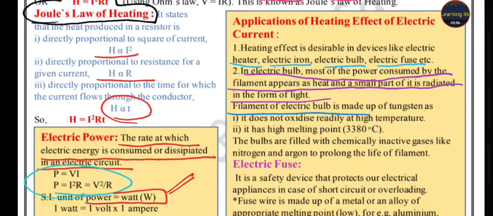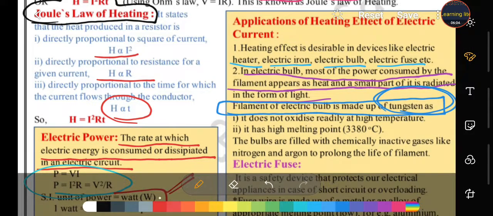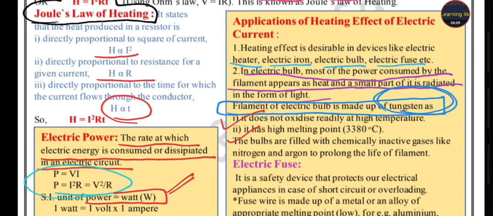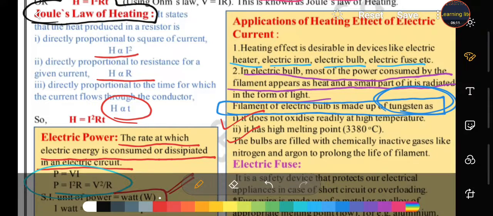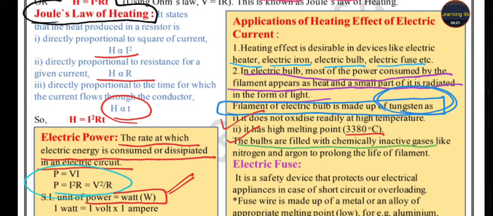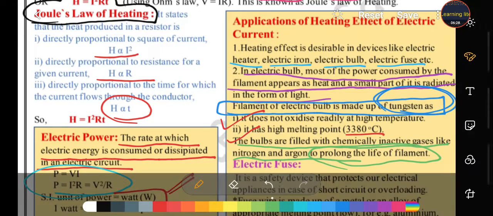Why is the filament of a bulb made of tungsten? Why do we prefer tungsten for a bulb? There are some advantages of tungsten. First, it doesn't oxidize at high temperature. Second, it has a high melting point, equal to 3380 degrees Celsius. And thirdly, students, the bulbs are filled with inactive gases like nitrogen and argon. Why? To prolong the life of the filament so that our bulb doesn't fuse easily.